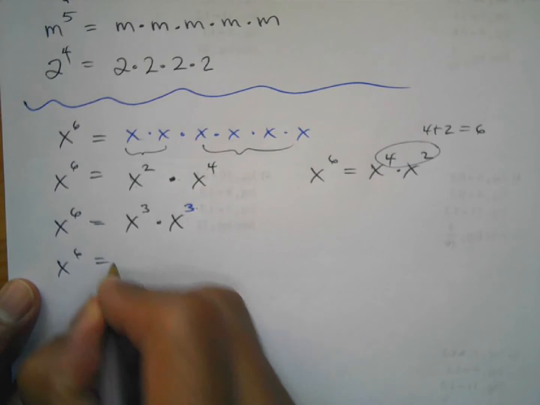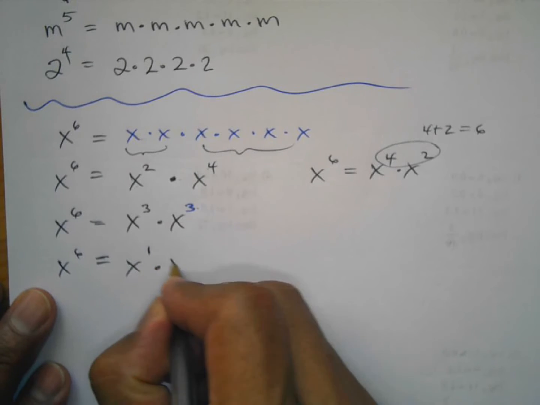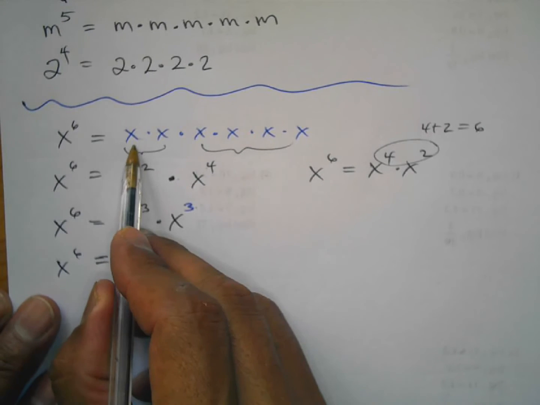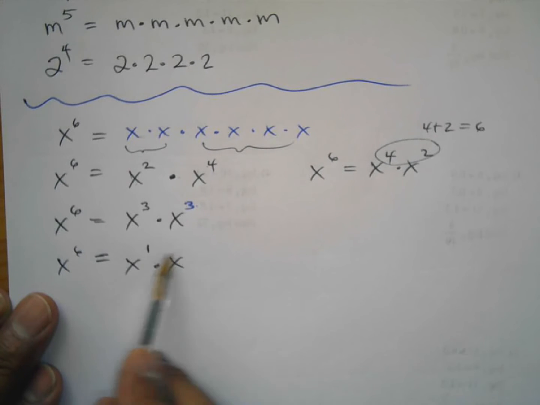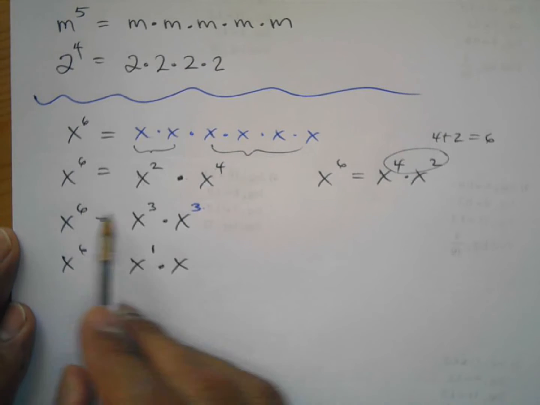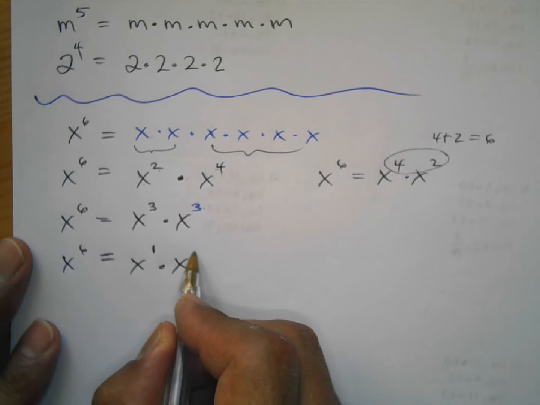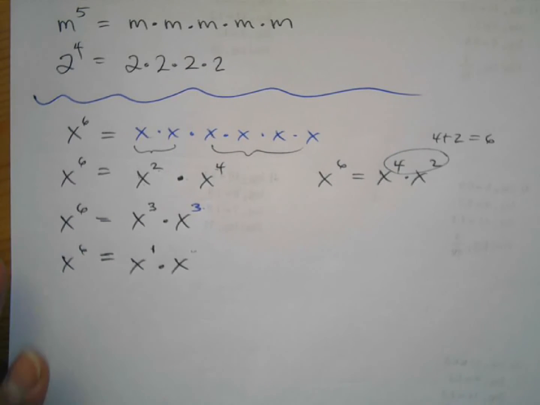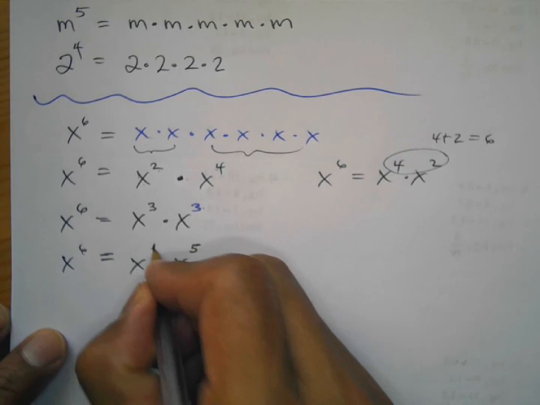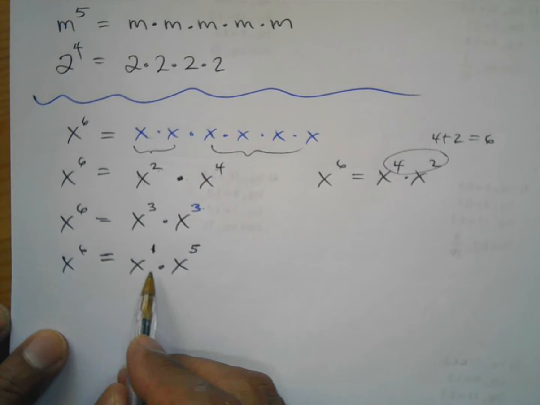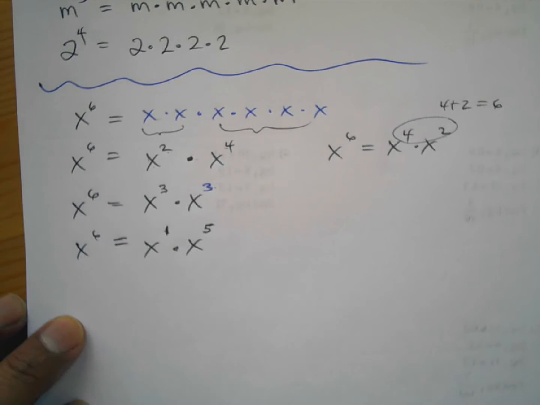What if I just have one of them? x^1 times how many more x's? If I have 1 here, and I have to get up to a total of 6, how much more do I need to add here? Remember, these add up to give me 6. 2 plus 4 is 6. 3 plus 3 is 6. If this is a 1, what would I need here? 1 plus how much to give you 6? 5, right? This is also a true statement. I can write x^6 as x^1 times x^5 because these add up to 6.